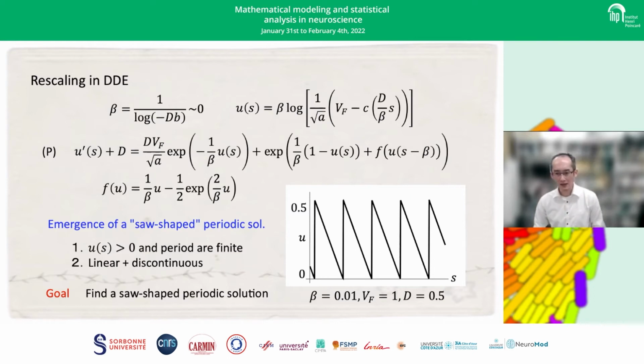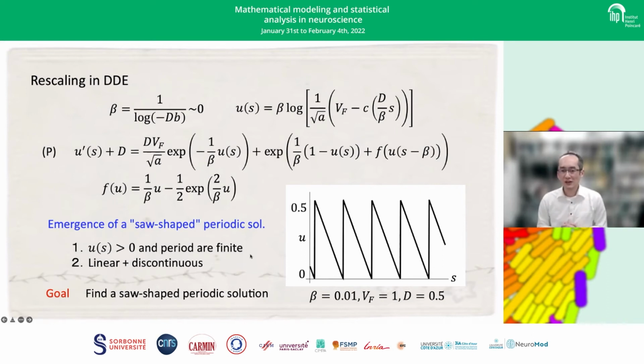What happens in P? We do numerical simulation for P. We have this special periodic solution. Let's see. This is the graph of function U, and the value is 0.5. Okay. If we change beta, smaller and smaller, the graph almost does not change. So I mean, if beta goes to 0, then the function U converges to some saw-shaped periodic solution.